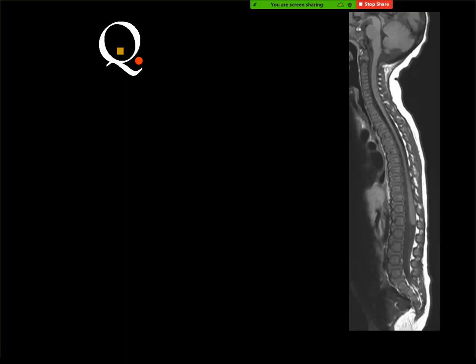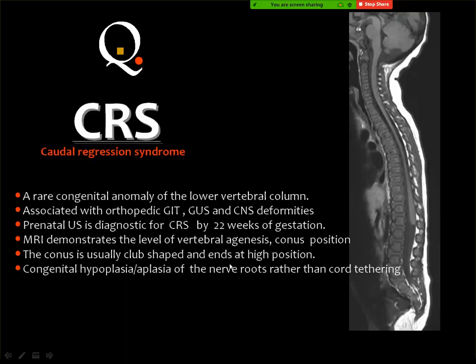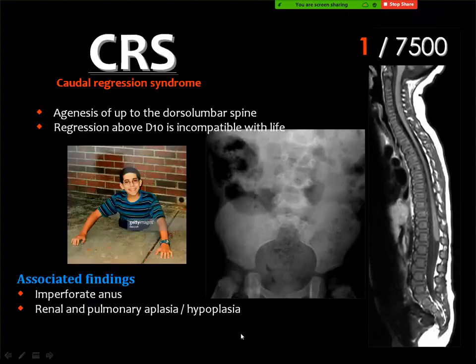Caudal regression syndrome. Yes, and this is caudal regression syndrome because of the partial agenesis of the sacrum and the blunted edge of the conus. In the caudal regression syndrome, this is the incidence, and these are some of the associated findings like imperforate anus, renal and pulmonary aplasia or hypoplasia.